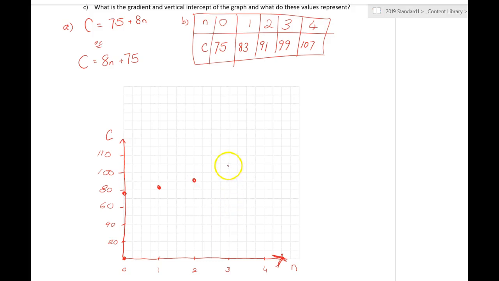3 and 99. About here. And 4 and 107. Okay, and if we've drawn this well enough... Oh, no, I've made a mistake there. I wonder if it doesn't go there. And of course that's not 110, that should be 120. There we go. So my 4 and 107 should be more like about here.